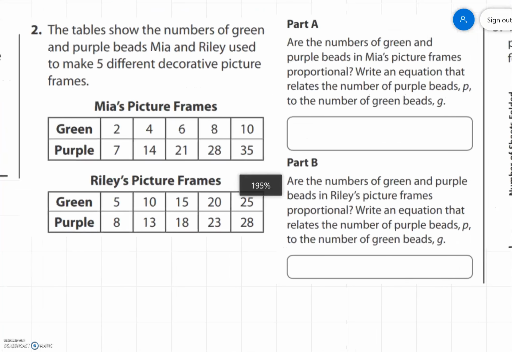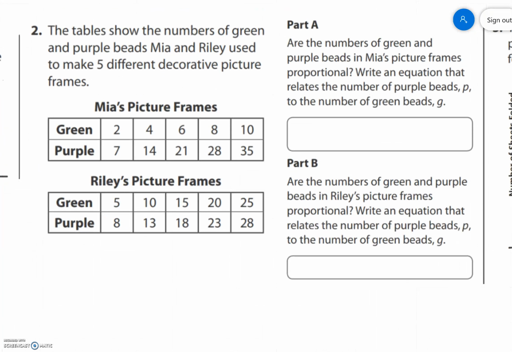Okay, so first question we have to answer, are they proportional? Remember, proportional means they have equal ratios. So we're going to look for their constant of proportionality. Remember, we have to do y divided by x. Our first row is x, our second row is y.